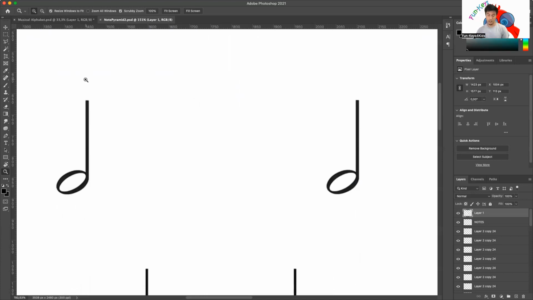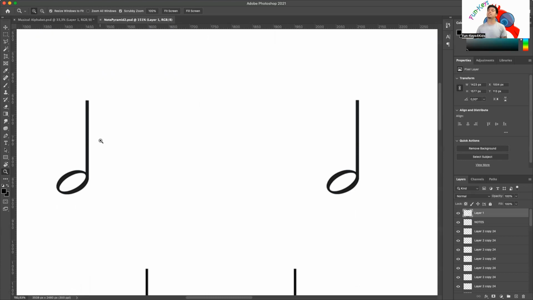In UK, it's called minim. Again, the complicated way to say it, minim. And in American English, it's just a half note. Instead of a whole note, it's just half. So now we got 2 halves.